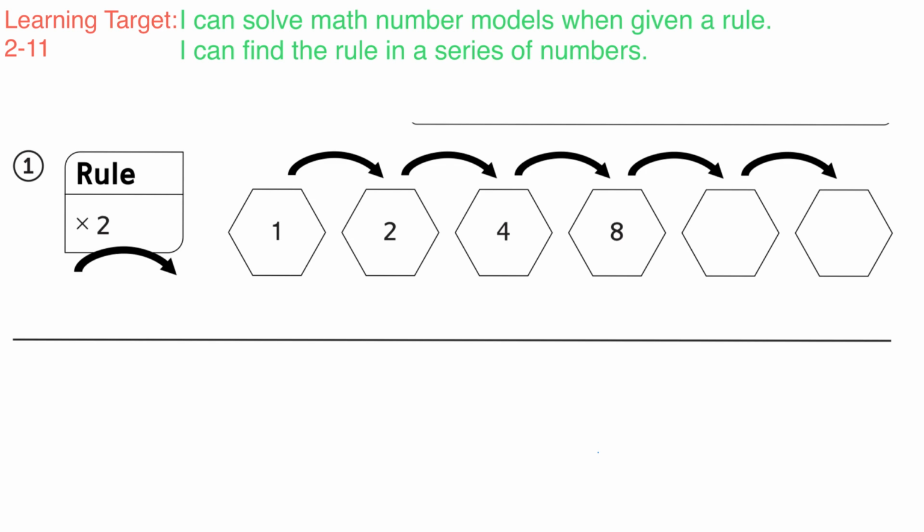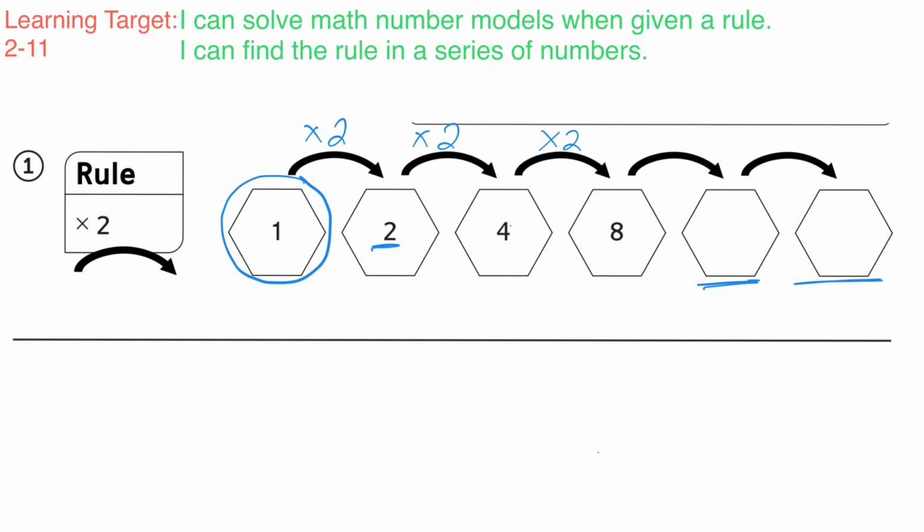So let's take a look at our first problem. The rule is times 2. That means we're going to take whatever's in this box and multiply it by 2. If we do that, 1 times 2 does equal 2, so that's correct. If we multiply by 2 again, 2 times 2 is 4. Do it even one more time, 4 times 2 is 8. So we just have to keep this pattern going to find out the missing numbers for these two boxes.